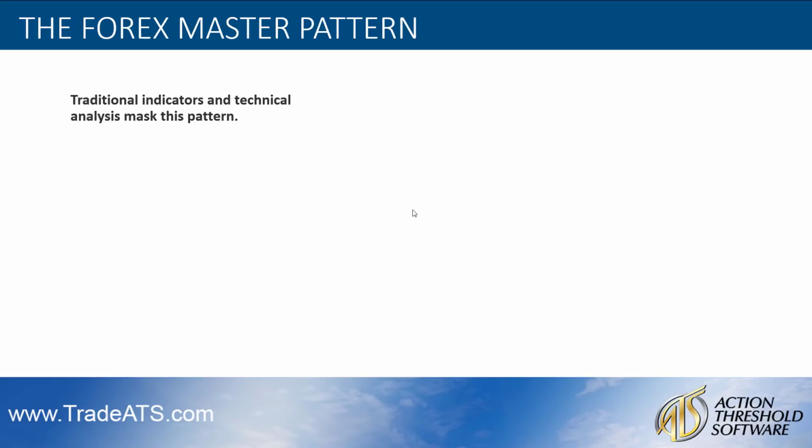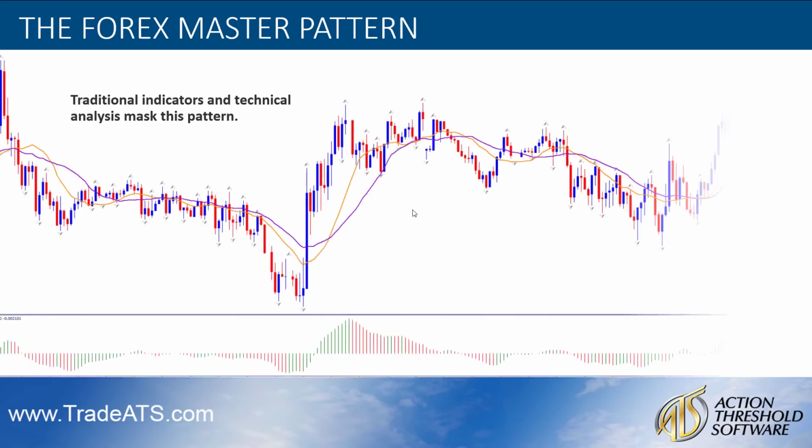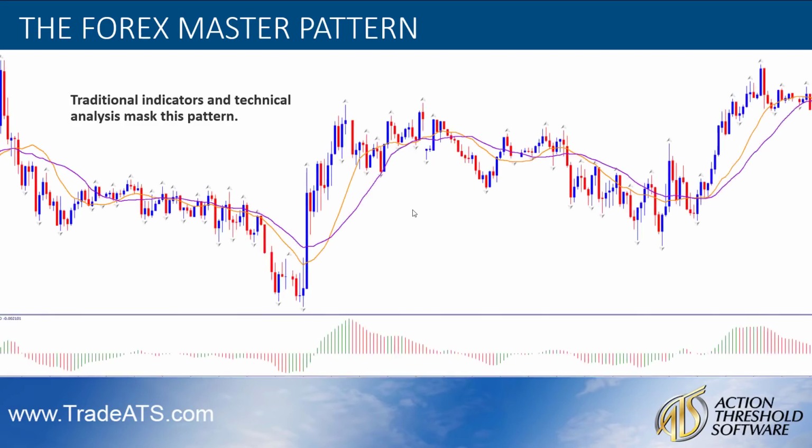So one thing I want to touch on that I said before is that traditional indicators and technical analysis mask this pattern. We take a look, this is a screenshot from a chart. People are going to use moving averages. They're going to use oscillators and fractals. I mean, whatever you want to use. They're just a bunch of statistical-based technical indicators. When you're using these indicators, especially too many of them, you cannot see the master pattern I'm going to teach you.